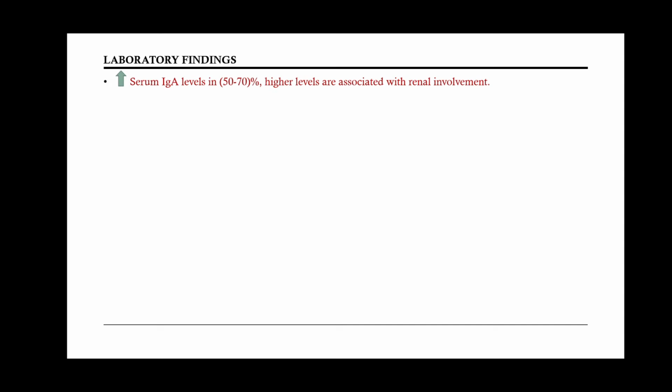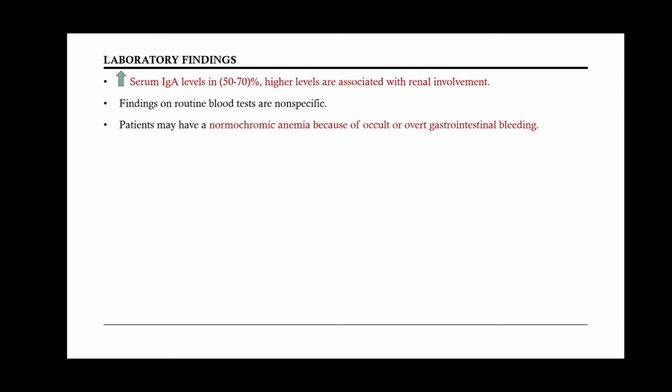There is increased serum IgA levels in 50 to 70% of patients. Higher levels are associated with renal involvement. Findings on routine blood tests are non-specific. Patients may have a normochromic anemia because of occult or overt gastrointestinal bleeding.